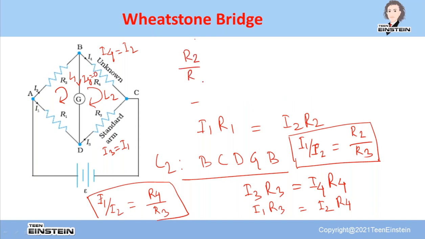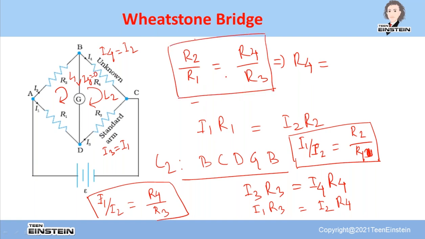We'll get R2 by R3. Oh, I'm sorry, here it will be R1. R2 by R1 is equal to R4 by R3, like this. So from here, R4 is equal to... R2 by R1, or R1 by R2 you can write, and then it will be R3 by R4. So this is the balance condition which we require for a Wheatstone bridge.